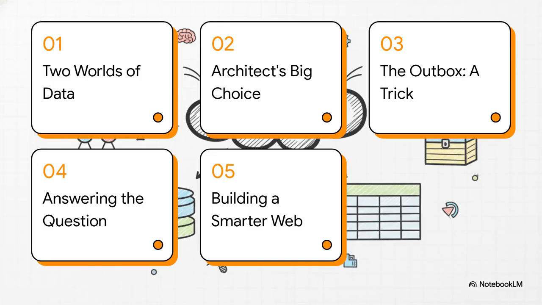So here's how we're going to break this all down. First, we'll dive into the two completely different worlds of data at the heart of the problem. Then, we'll look at the big choice every architect has to make. After that, we'll uncover a really clever trick that makes the whole thing possible. And finally, we'll see how it all comes together to build the smarter web you use every single day.